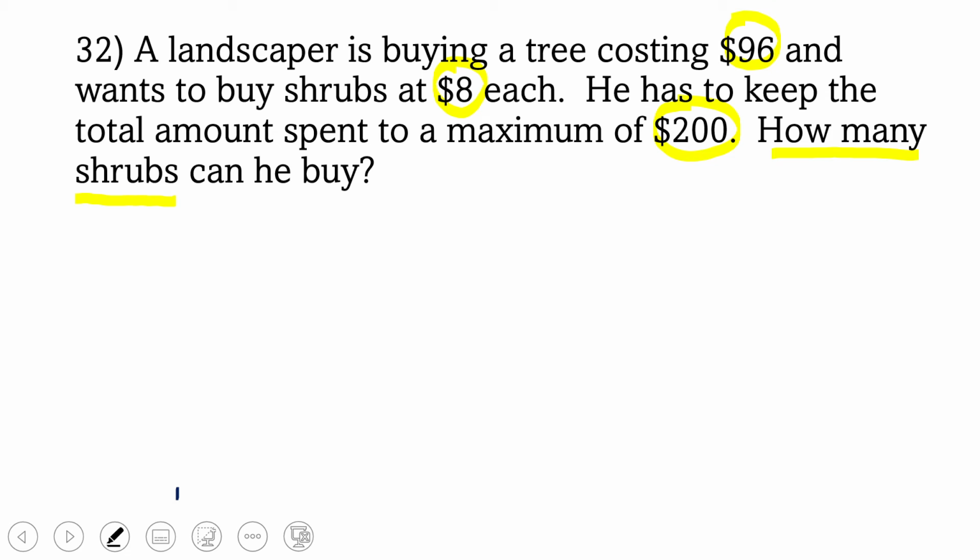From our question and the information, what will our variable be, our mystery number? We're going to assign x to the amount of shrubs he can buy. I'm going to say x equals shrubs, and we'll solve for it eventually to find the actual number. So if x are our shrubs and they are $8 each, whatever amount of shrubs he buys, it will be 8 times x.